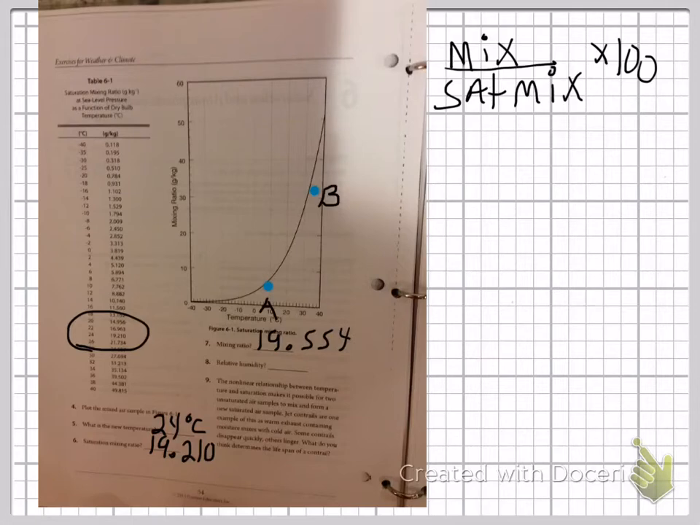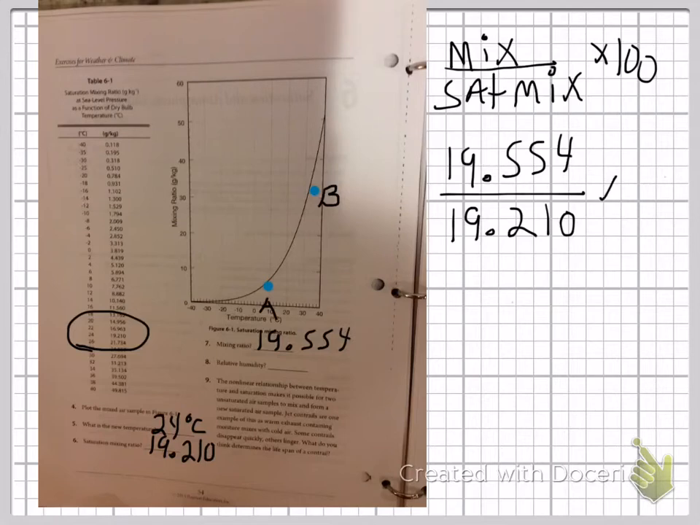So you're going to take the 19.554 and divide that by the 19.210 and times that by 100. Your number will be bigger than 100, and it should be, because this mixed sample is going to be super saturated.